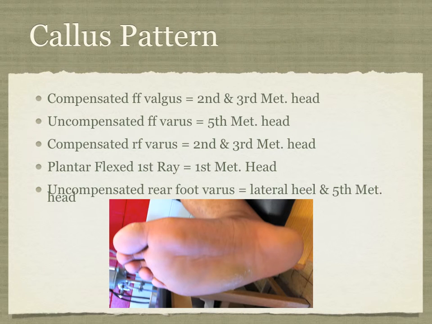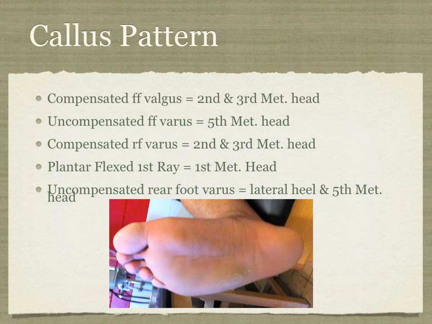I enjoyed seeing this callus pattern. For a compensated forefoot valgus, you'll often see a callus between the second and third met head. For uncompensated forefoot valgus, you'll see calluses on that fifth met head. You can't see it in this picture as well, but it is a patient of mine, and if you look hard enough you can see the callus formation under the fifth met head. So you can say that this patient may have an uncompensated forefoot varus.